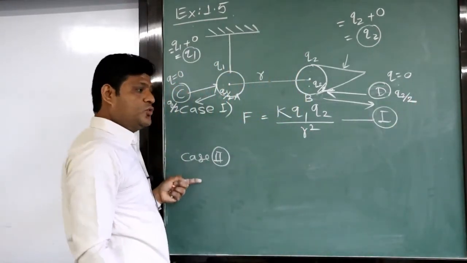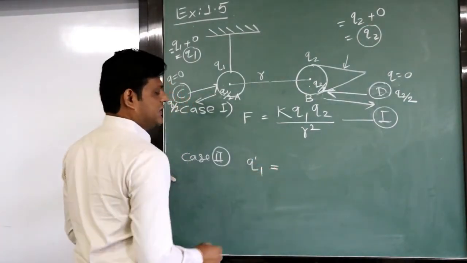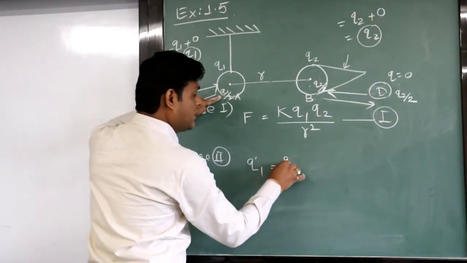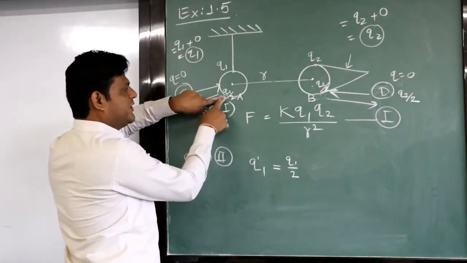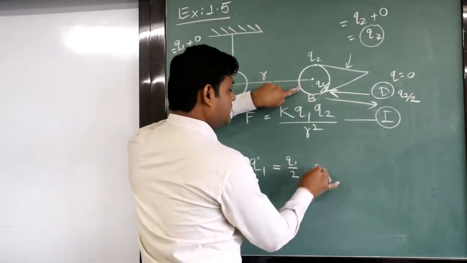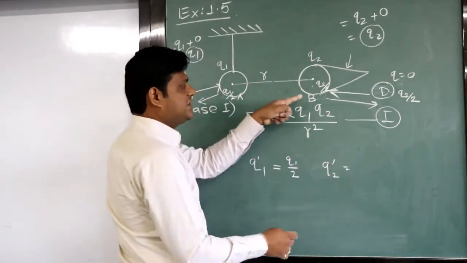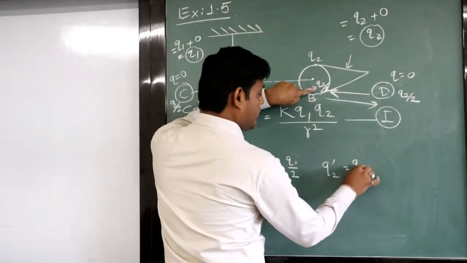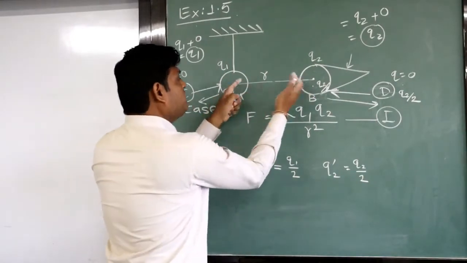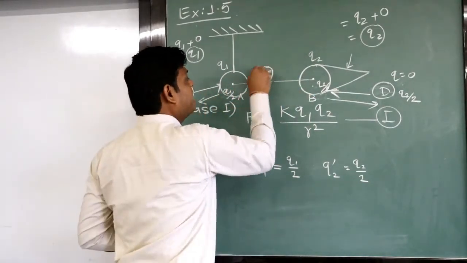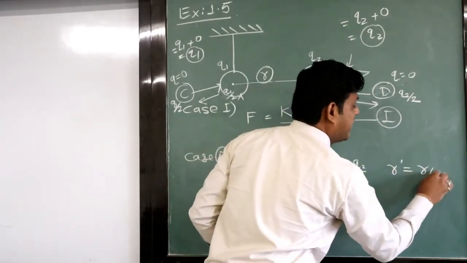So in the case 2, what is the new charge? Suppose Q1 dash is the new charge. What is the Q1 dash? It is Q1 by 2. After the separation, charge on the sphere is Q1 by 2. What is the new charge on the sphere 2? After the separation, charge on the B is Q2 by 2. And it is given the distance between them becomes half. So this R becomes R by 2. So R dash, new R, becomes R by 2.